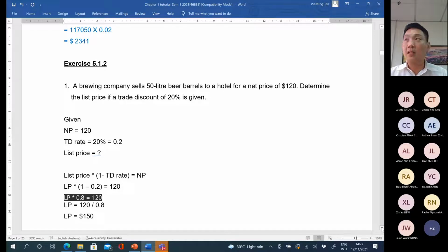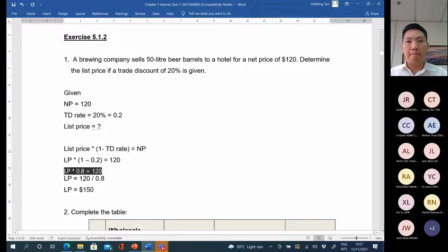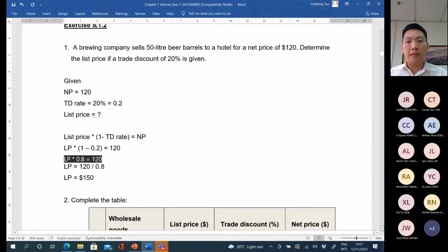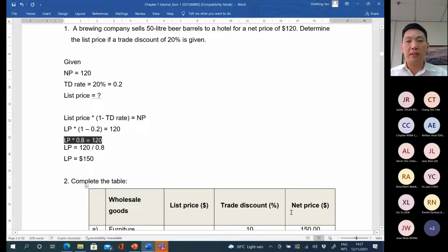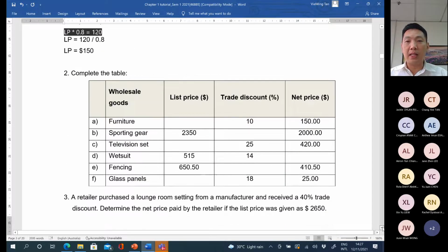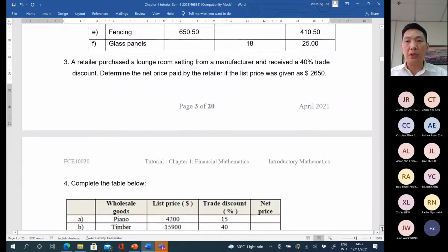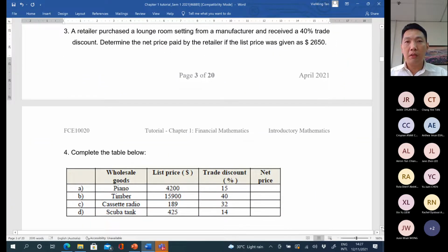How about exercise 5.12? Is there any question that you would like me to go through? Maybe your answer is different from the answer at the back. This table question, you can just leave it, no need to do it, just ignore it if you don't have time. Do the question with the case study, so that you are familiar with all the terms and terminologies. 5.12, any questions?